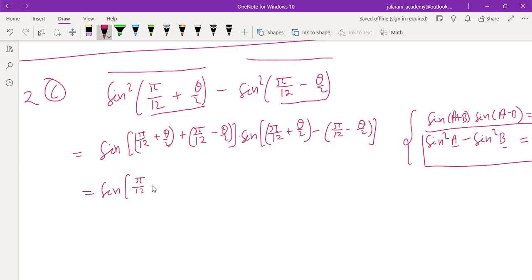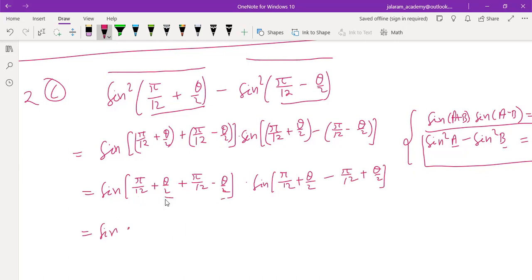When we open the bracket, there will be no change of sign. Pi by 12 plus theta by 2 plus pi by 12 minus theta by 2 into sine. First bracket is written as it is. And when we open the second bracket, minus pi by 12 plus theta by 2 equals sine, this theta by 2 having the opposite sign will be cancelled out. And pi by 12 plus pi by 12 is 2 pi by 12. That is pi by 6. 2 sixes are 12. Into sine, pi by 12 cancelled out. Theta by 2 plus theta by 2 is 2 theta by 2. 2 cancel, it is theta.